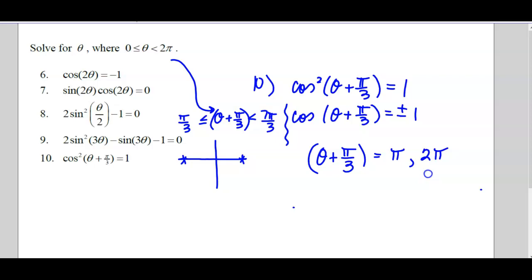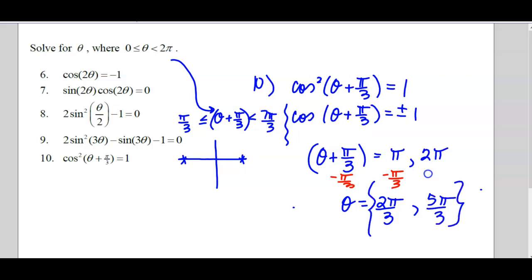Okay, so now we want to subtract pi over 3 from both sides. It's just a linear equation that you're solving. So theta is 2 pi over 3. 6 pi minus 1 is 5 pi over 3. You won't be asked to solve for theta between 0 and some odd value.